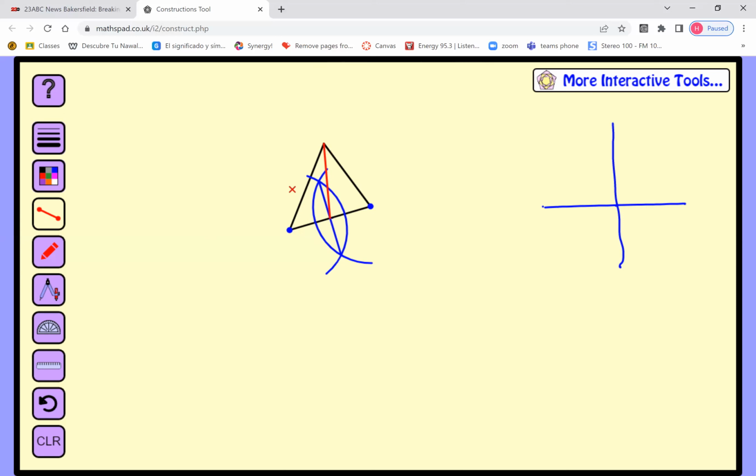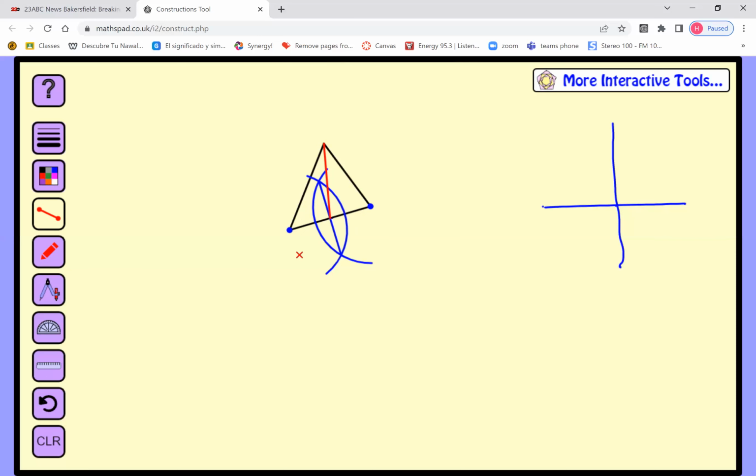And that, ladies and gentlemen, that's what we call a median. So again, going back to what I did, I chose a side, right? I had a triangle and I chose a side. Now looking at this side, I wanted to find the midpoint.